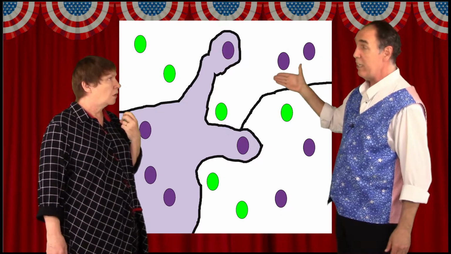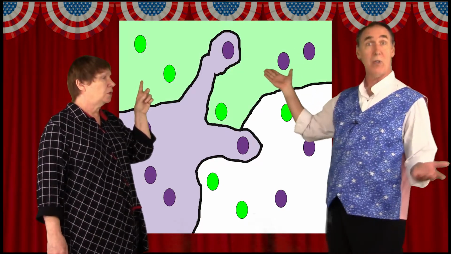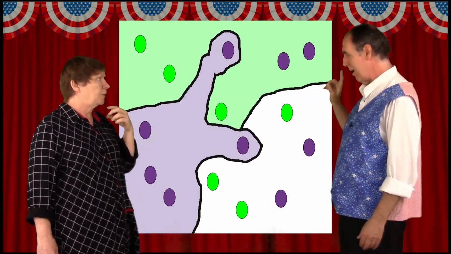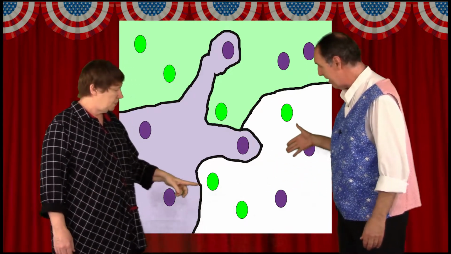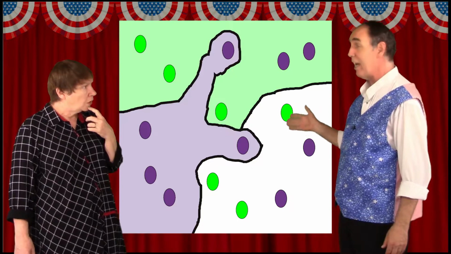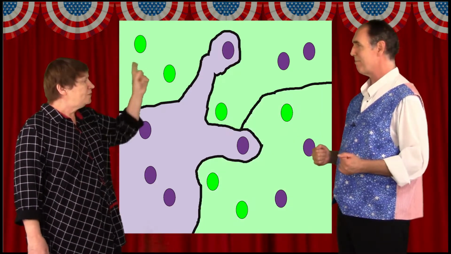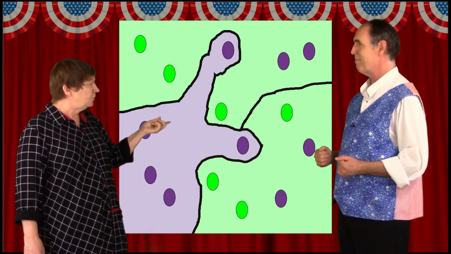There are 3 that are green and 2 that are purple, so that would be a green district. So that one goes for green. Then for this one down bottom here, there are also 3 for green and 2 for purple, so this one goes for green. So we have 2 green districts and 1 purple district.